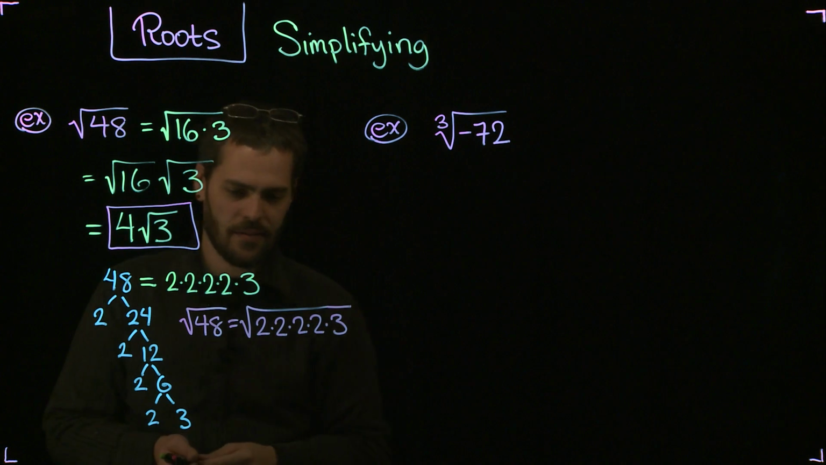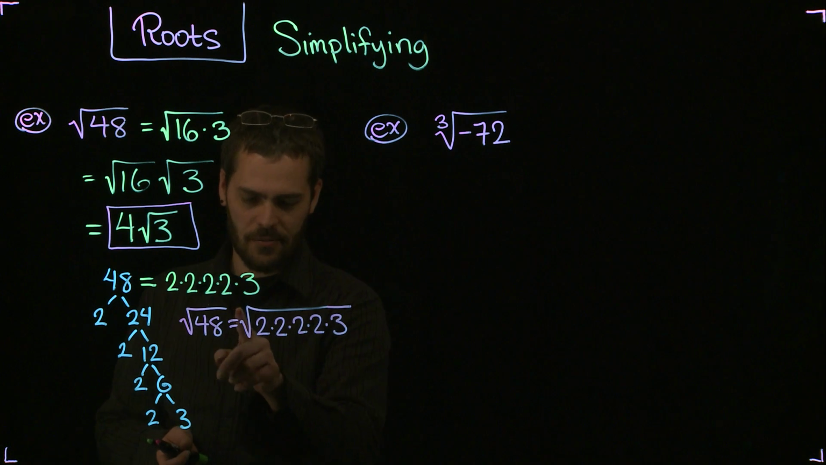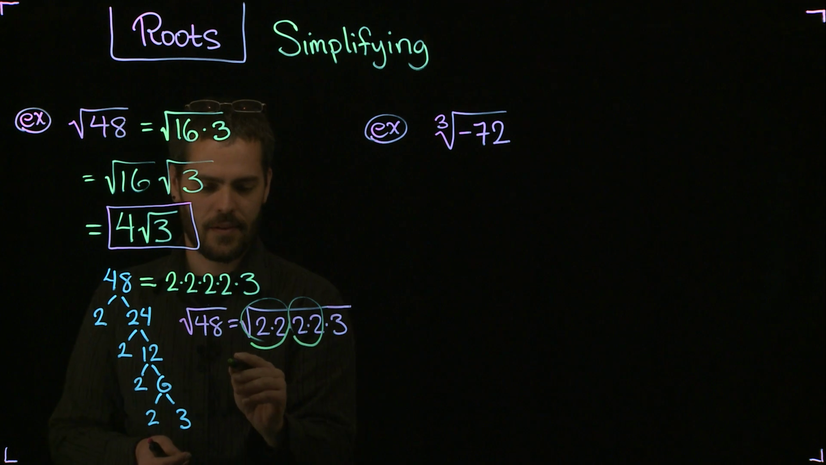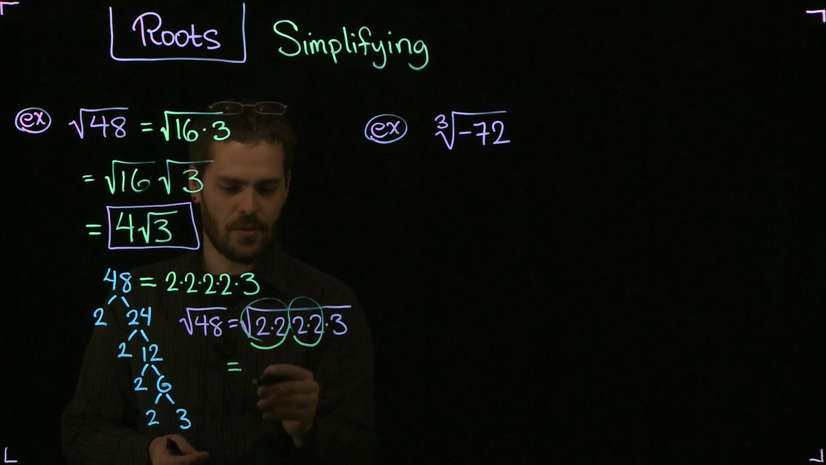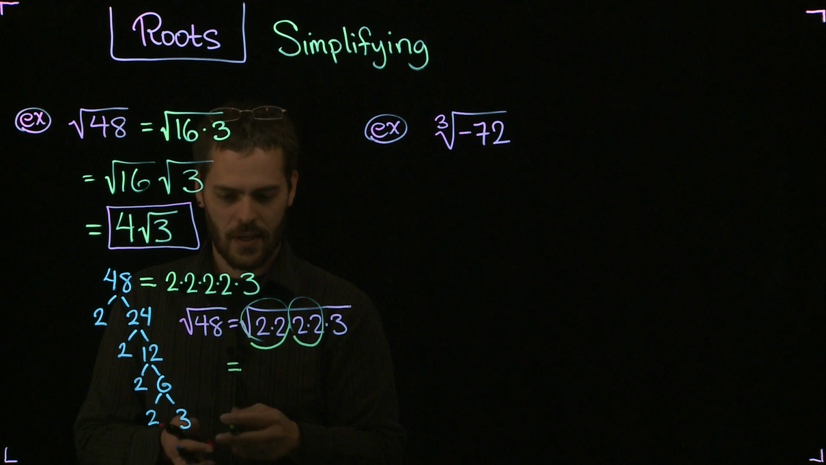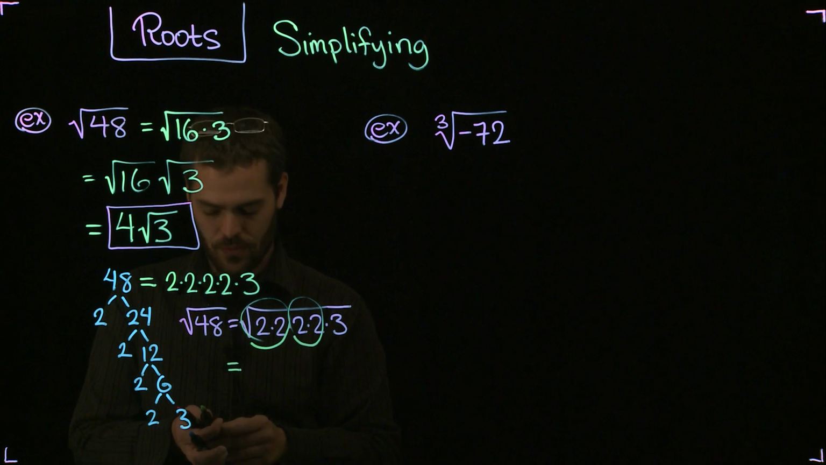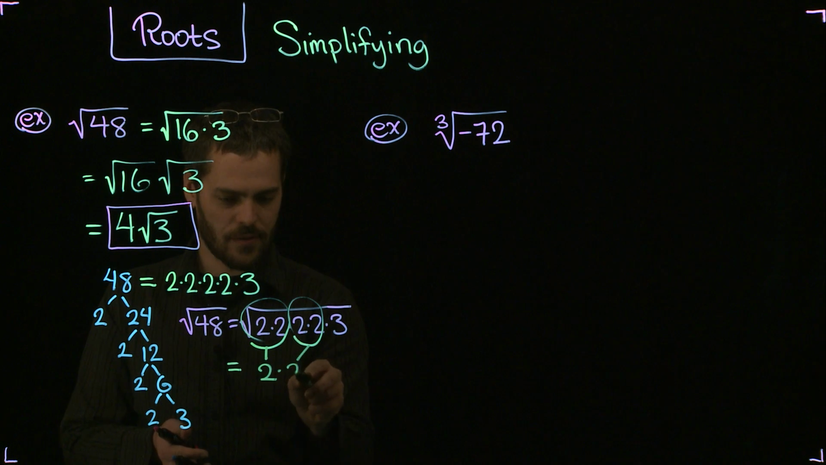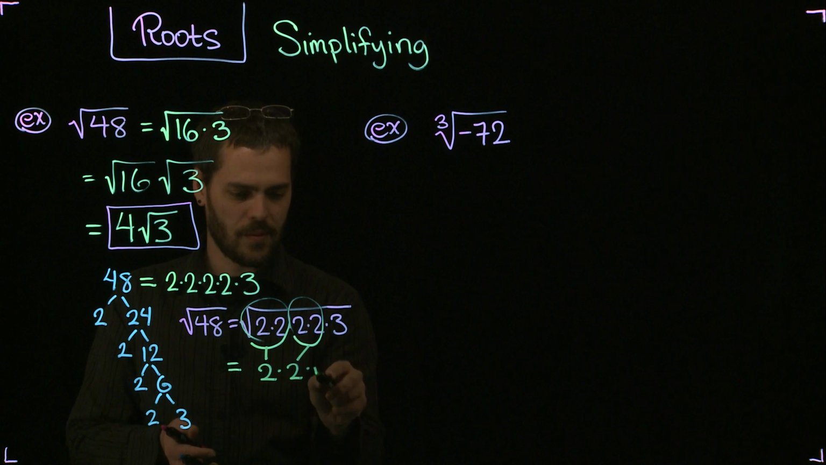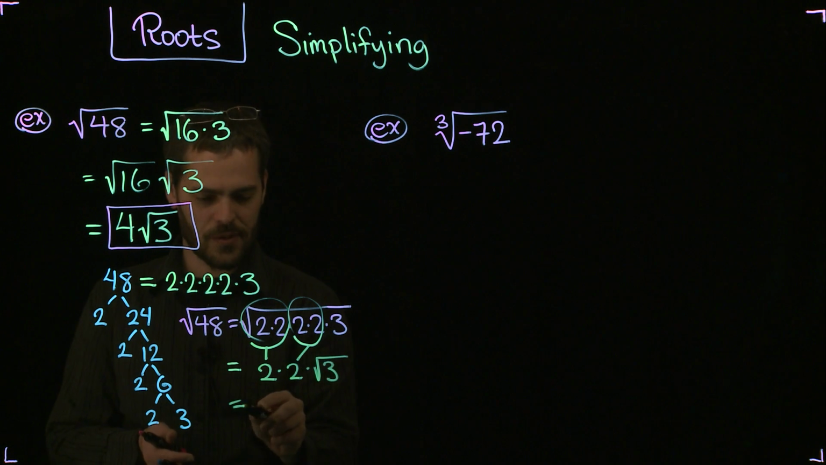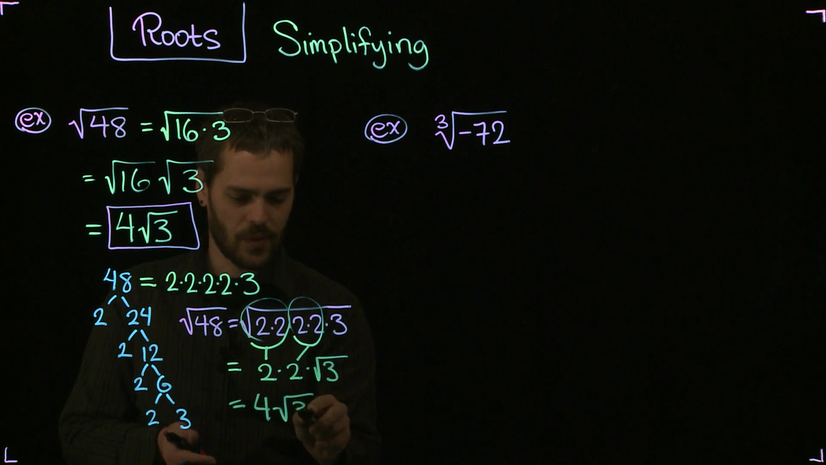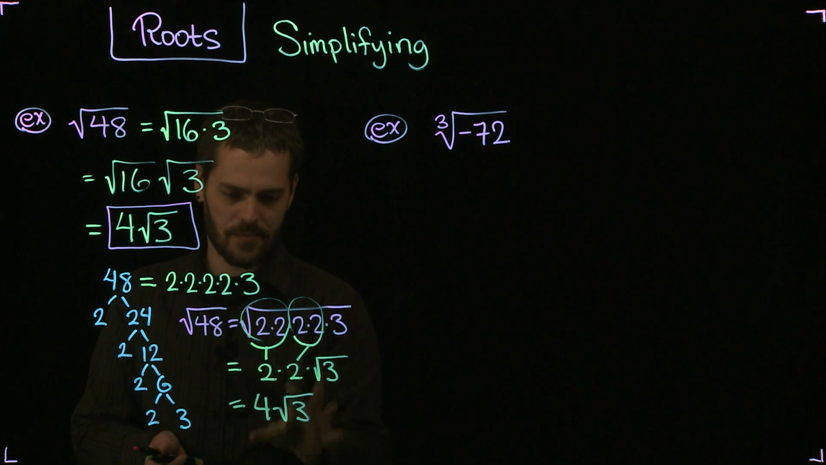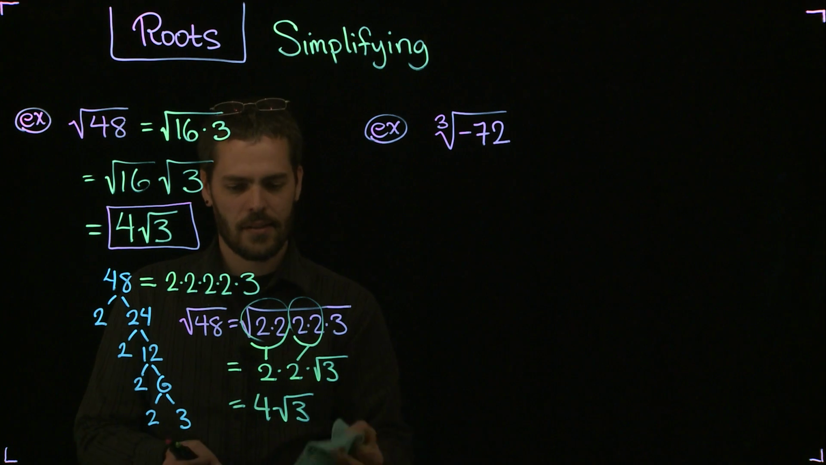Now, anytime you have a pair of these, because you're talking about a square root, you can take the square root of that. The square root of 2 times 2 is just 2. In other words, the square root of 2 squared is 2. So this gives me 2 from this times 2 from this times, I'm left with the square root of 3, which produces 4 square root of 3. Same thing.